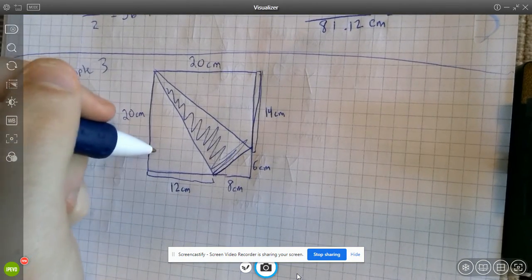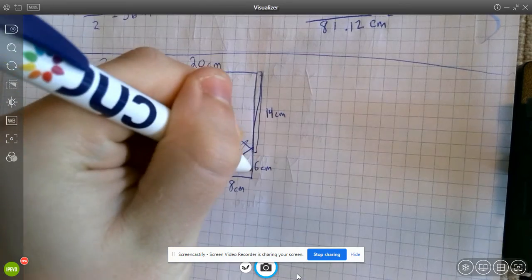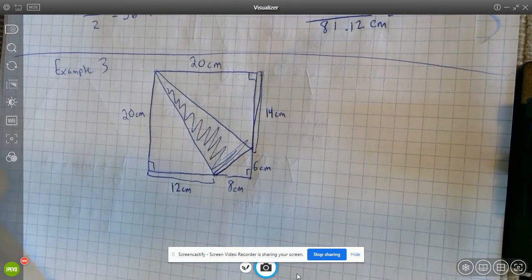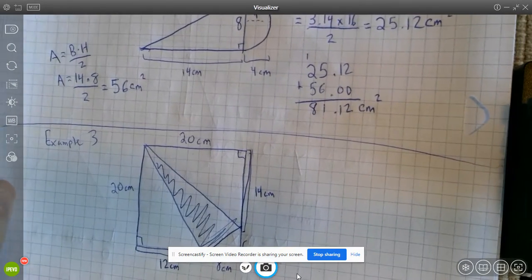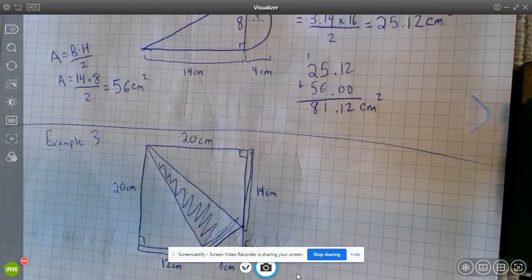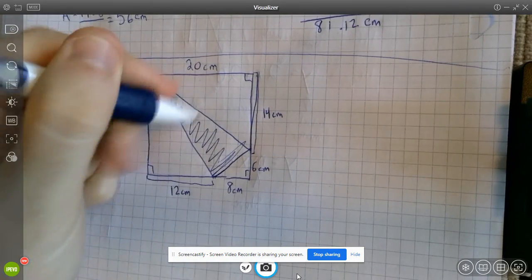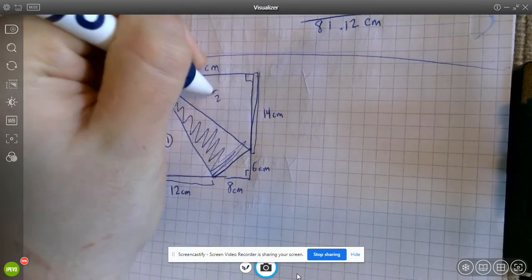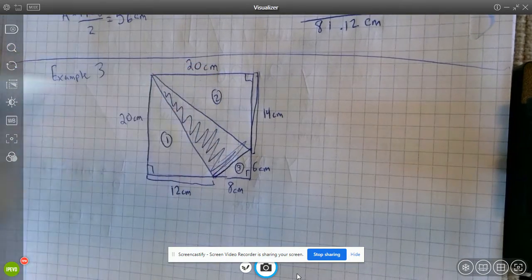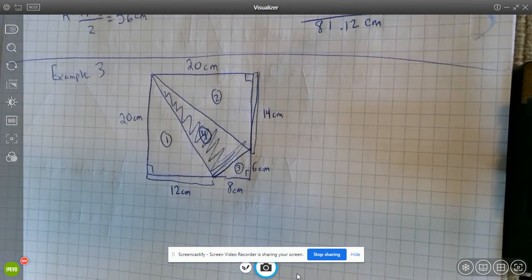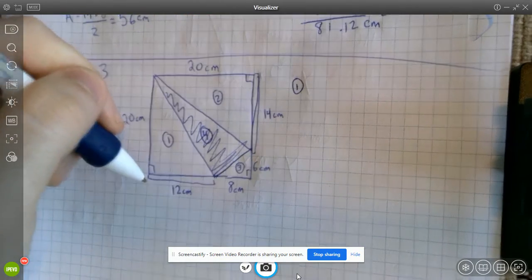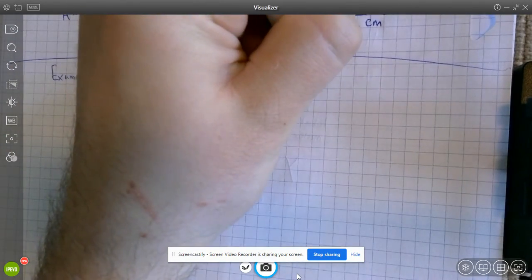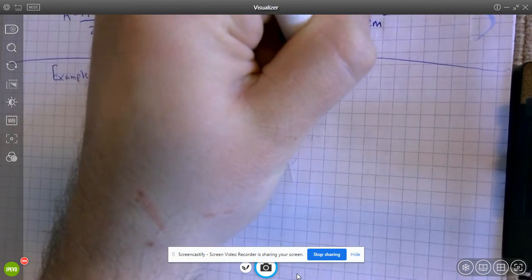Now we have enough information to find the area of all of these right triangles, because all 3 of these are 90-degree angles, and so we have a base and we have a height. And like we said in the last problem, to find the area of a triangle, we multiply base times height and then divide by 2. So I'm going to label these as triangle 1, triangle 2, and triangle 3. What we're trying to find is triangle 4. So we'll start with triangle 1. Triangle 1, our base is 12, our height is 20. 12 times 20 divided by 2.